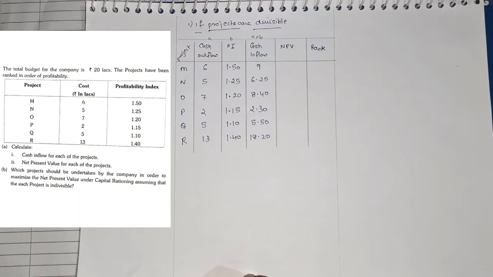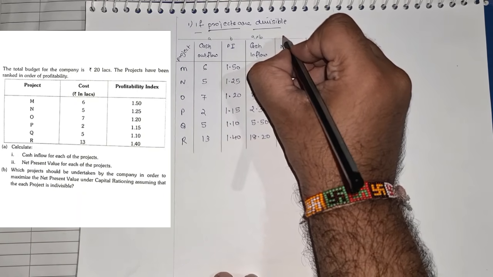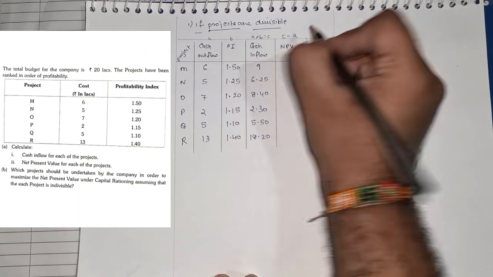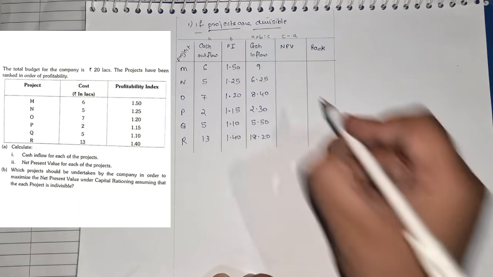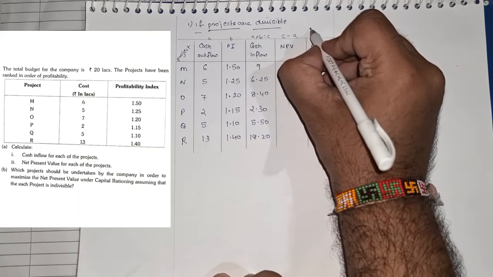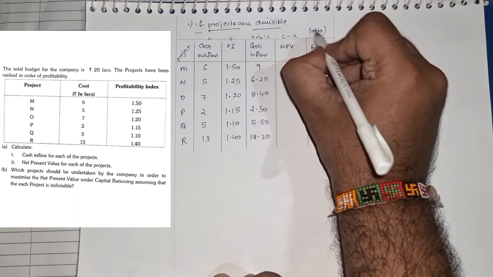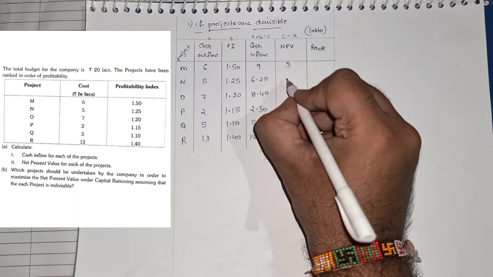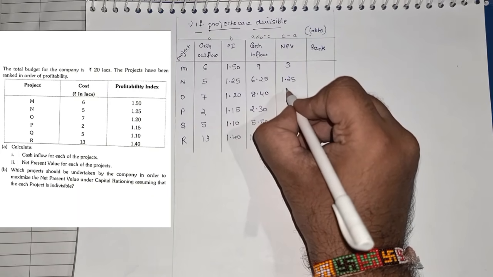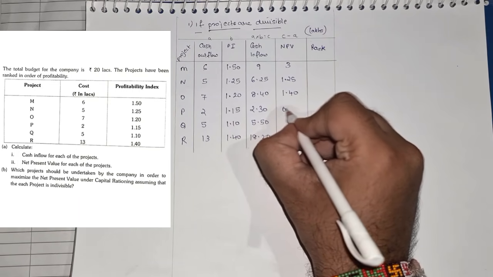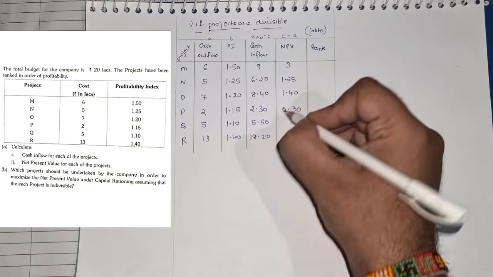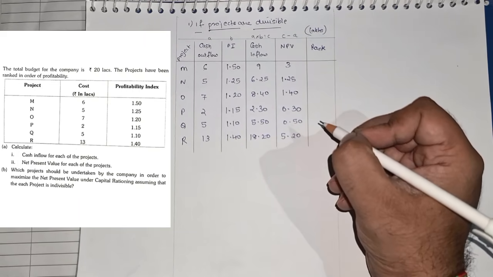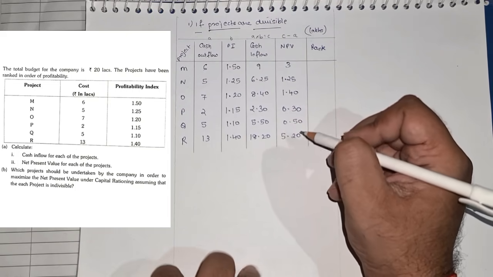Now once you get that, we need to find our NPV. For NPV the formula is very simple. Suppose this is your step number C, so that will be cash inflow minus cash outflow. So C minus A, so 9 minus 6 is 3 lakhs. Remember everything is in lakhs. This entire sum is based in lakhs. So 6.25 minus 5 will be 1.25. Next is 1.40, 0.30, 0.50 and 5.20.